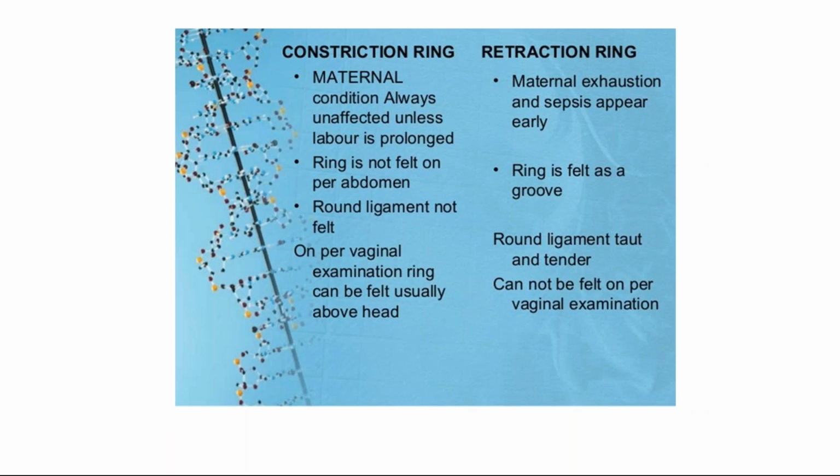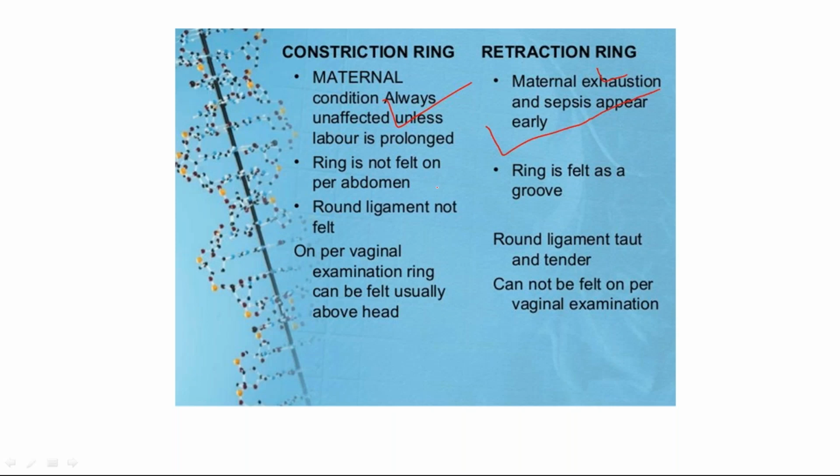Mind you, even physiologically there is a retraction ring, the demarcation between the upper and lower uterine segment, but that is normal, which you will not feel. It is not associated with other problems in the mother or in the baby. This is the pathological retraction ring or the Bandl's ring, which is pathognomonic of obstructed labor. In constriction ring, the maternal condition is usually unaffected unless there is a prolonged labor, whereas here there is always maternal exhaustion and sepsis.